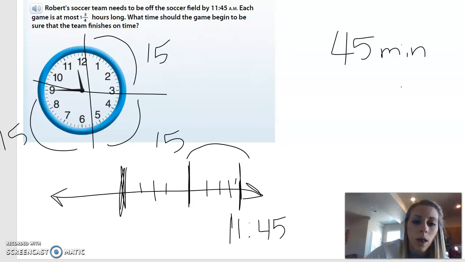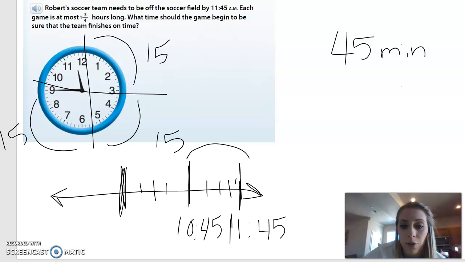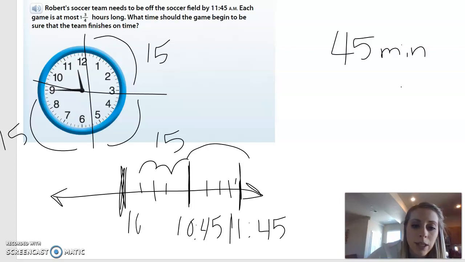So 1 whole hour would be 10:45. Okay, would be 10:45 for 1 whole hour working backwards. Okay, so now we have 3/4 of an hour, which is 45 minutes. So we go 1 2 3, which means we're going to be ending at 10 o'clock.